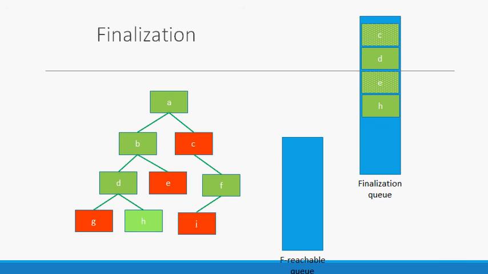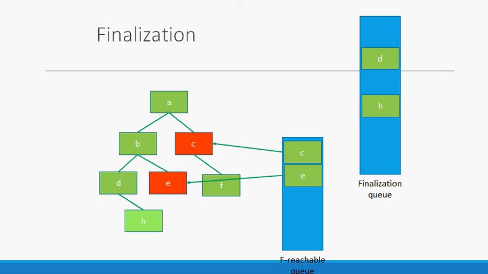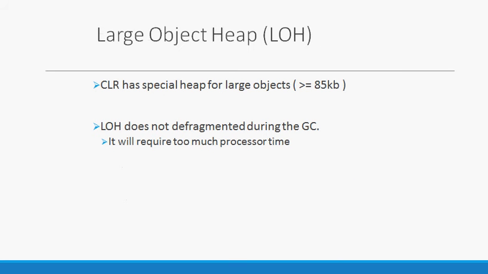The objects that are no longer required and whose finalizer is not yet called are moved from the finalize queue to the f-reachable queue. .NET maintains a thread that checks the f-reachable queue, and if it finds some reference, it calls the finalize method and then deletes the reference. Large objects are maintained specifically. They have larger heaps and larger heaps are not fragmented during garbage collection.